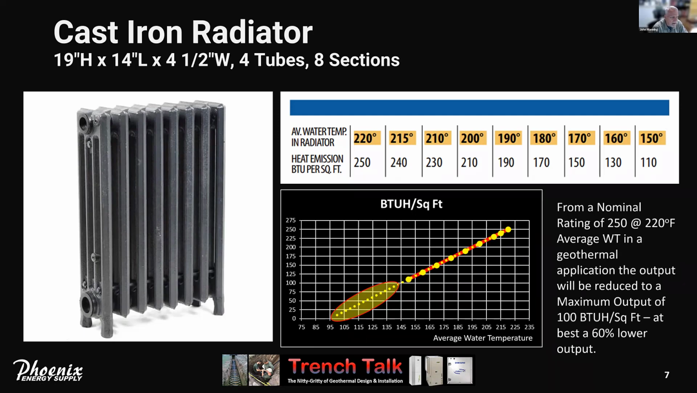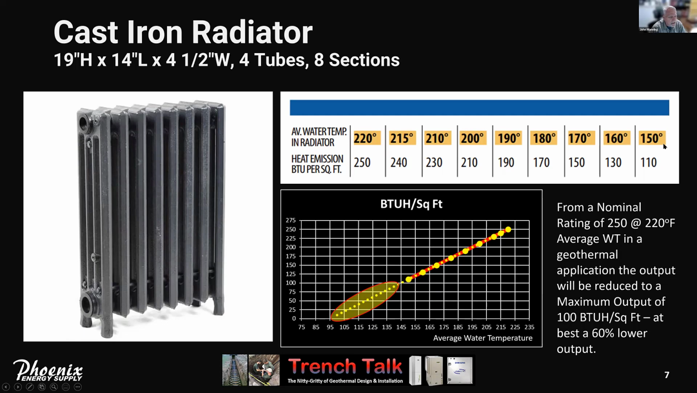From a nominal rating of 250 BTUs per square foot at 220 degrees for the average water temperature. So for you to get 220 on average, you're probably going in at 230, coming out at 210, because most systems are designed with a 20 degree delta T. And that is a difference when you look at geothermal. We'd like a 10 degree delta T just to squeeze a little bit more performance out of the system. But most boiler applications, to keep flow rates a little lower, they design around a 20 degree delta T.